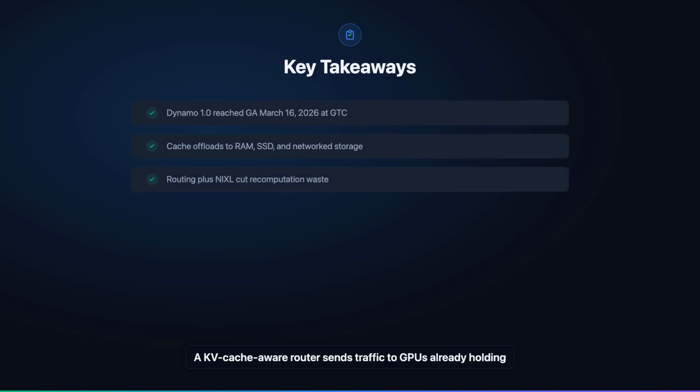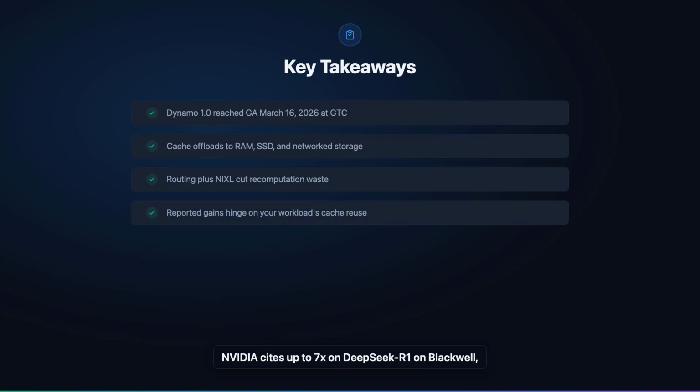A KV cache-aware router sends traffic to GPUs already holding relevant cache, while NIXL speeds the transfers, together attacking the recomputation that quietly burns inference budget. NVIDIA cites up to 7x on DeepSeek R1 on Blackwell, but our takeaway is that your mileage tracks how much cache your traffic actually reuses, so measure before you commit.